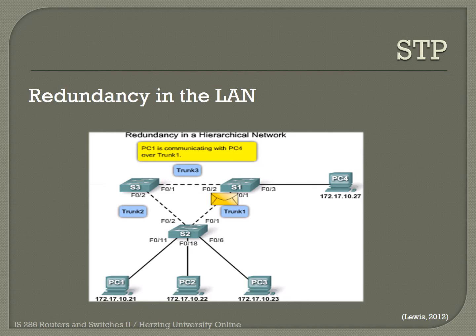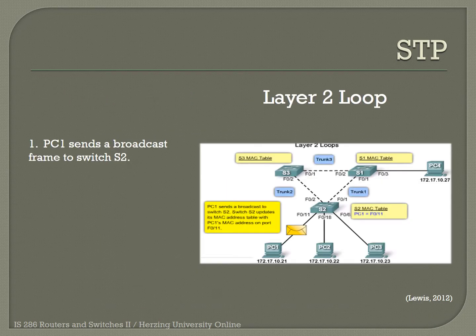Redundancy is necessary for keeping a network operational. This is true at both Layer 2 and Layer 3, but our primary focus for this week is Layer 2. Redundancy at Layer 2 introduces a problem that we must deal with. The problem that we must deal with as a result of having redundancy at Layer 2 is a Layer 2 loop.